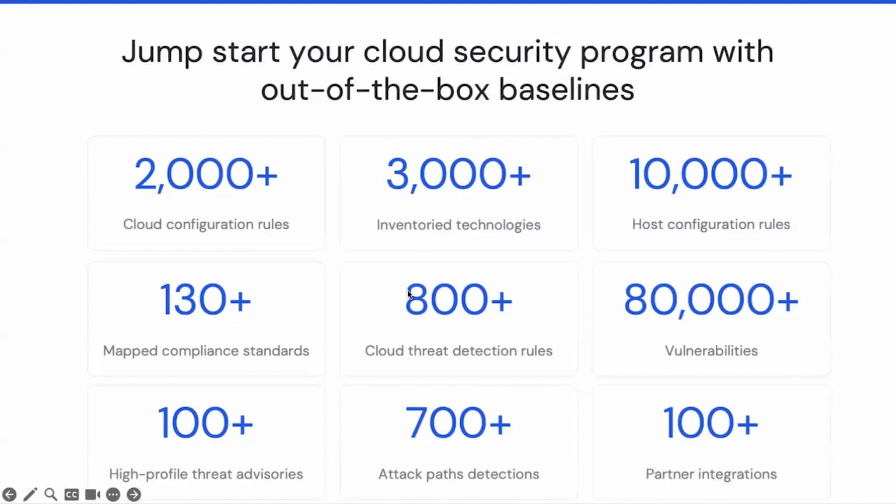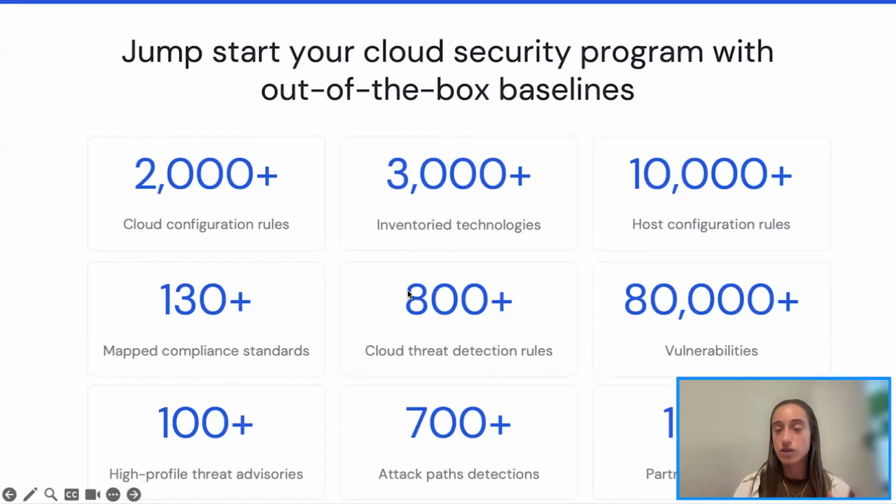Now, as I mentioned, we have many, many out of the box rules and checks, whether it's over 2000 cloud configuration rules, over 10,000 host configuration rules that look at your OS and application, over 130 compliance standards, and many, many other checks. So we have our attack path detections, which I mentioned are the controls where we bring in different risk factors. And this is available to all of our customers out of the box. And as soon as they connect with the environment, they're able to benefit from these continuous compliance checks, as well as all the other risk assessment that Wiz does.